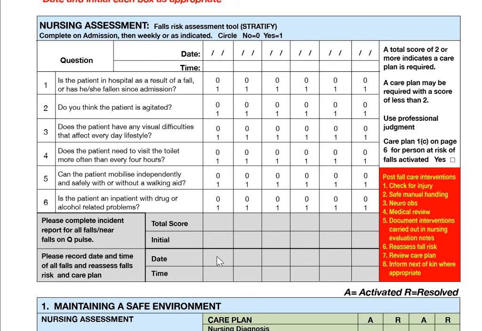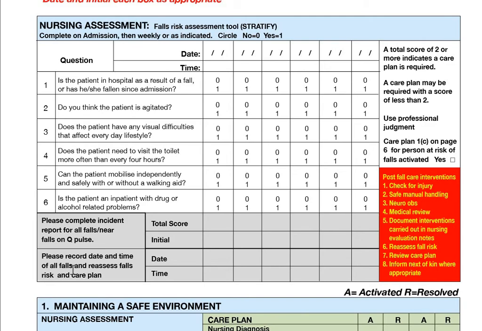So here you can record the date and time of all falls that have occurred. Okay, so it's just so you can see at a glance if your patient has had falls, how many falls they've had, what time of day the falls have been happening at, is there a pattern that we can see. So it's just that the nurse can see that at a glance rather than having to log into Q-Pulse and finding out that information.